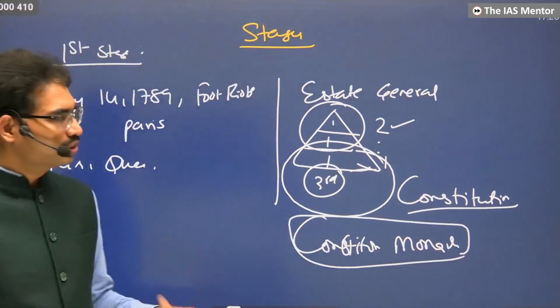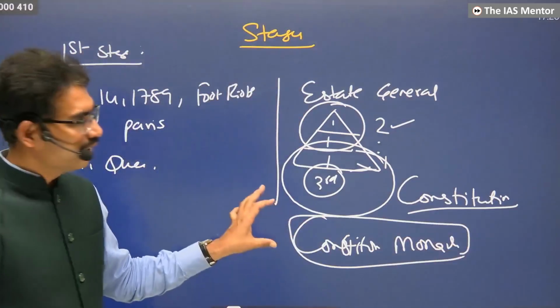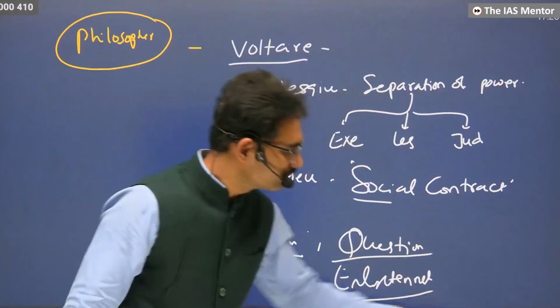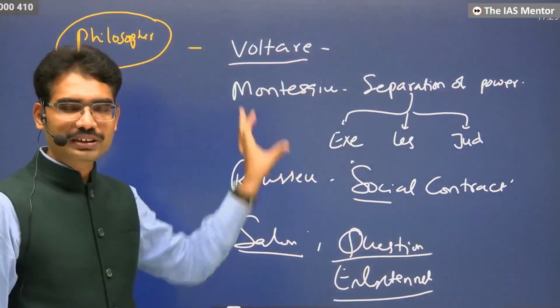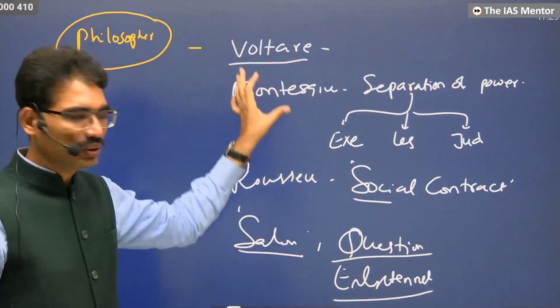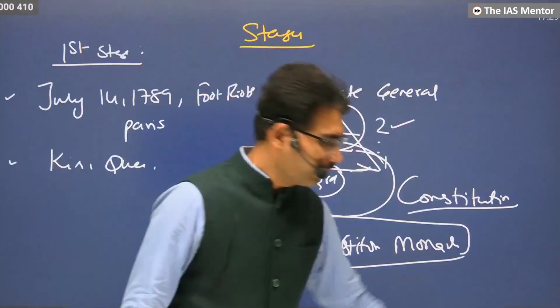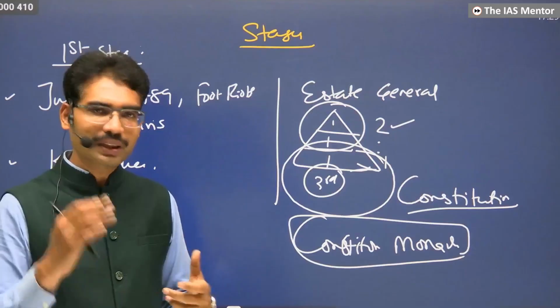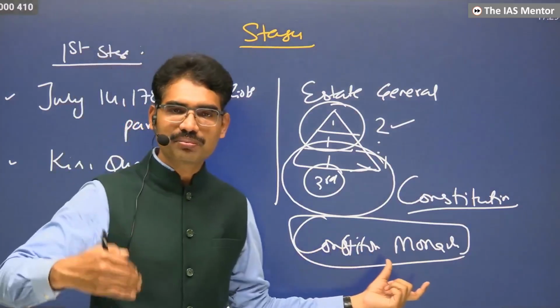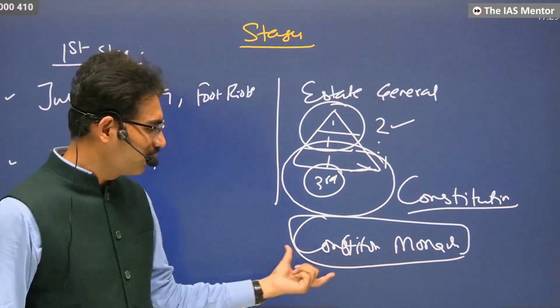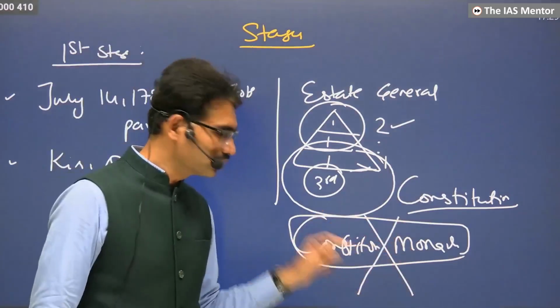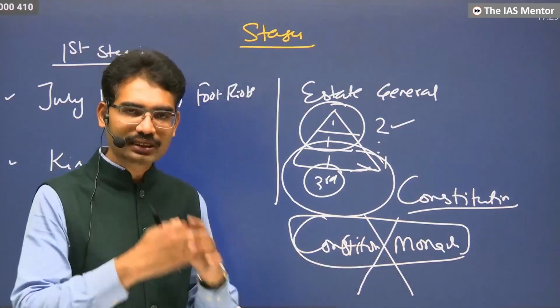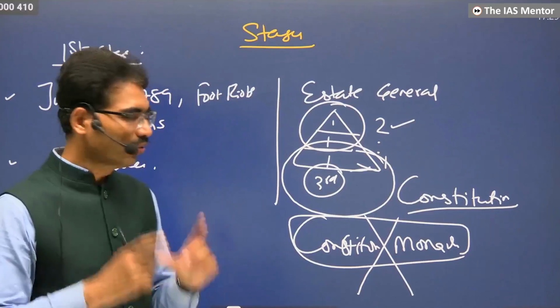The moment the constitutional monarchy came, there were some people inspired by the French Revolution, by the American Revolution, and by the philosophers. In the American Revolution, they removed the king and declared a republic. Here in France also, some radicals wanted to know why this constitutional monarchy. Let us do away with it. We want a republic system.